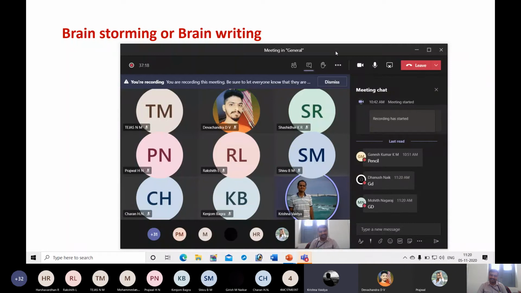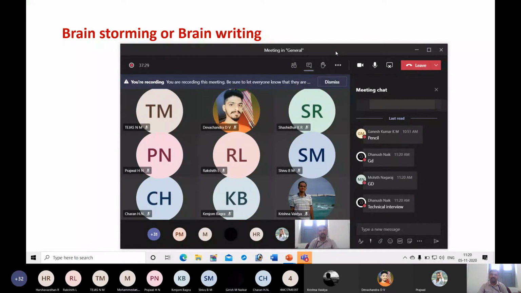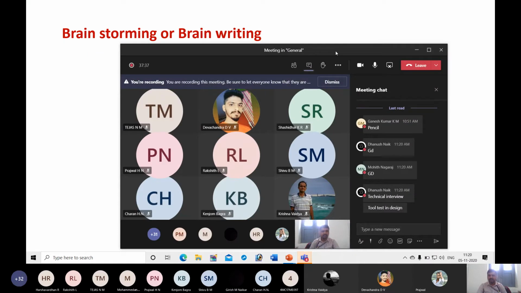Next, interview. Again, in interview, there may be a technical interview and a domain specific interview. And there may be an interview by the human resource department. That is the last. Or before that, they will conduct a technical interview. Most of the companies include four rounds: aptitude test, then group discussion, then technical interview, then HR interview.